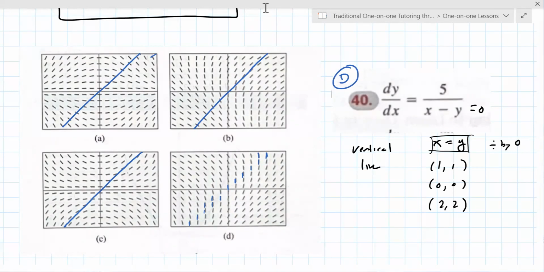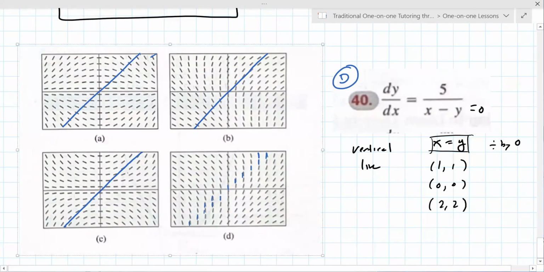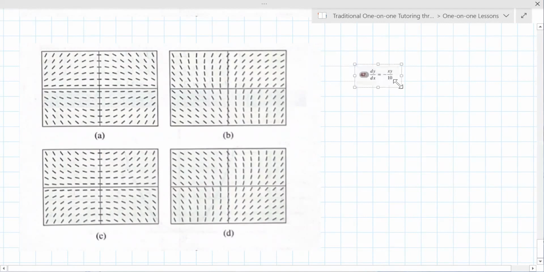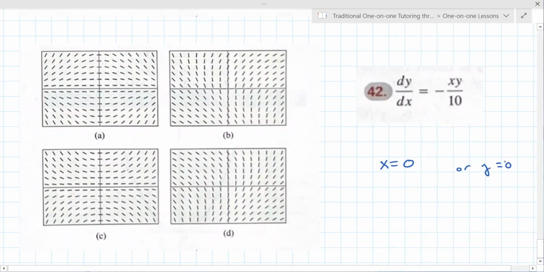Right. Okay, so let's look at 42 now. So we know it's not D, but those are hard to see. There are so many things going on. Yes. So now when I look at the numerator of this, when x equals 0 or y equals 0, which means along the axes, something interesting happens, which is that the slopes are always 0. So that one is looking pretty good, but so is that one. Right. So that's not enough.